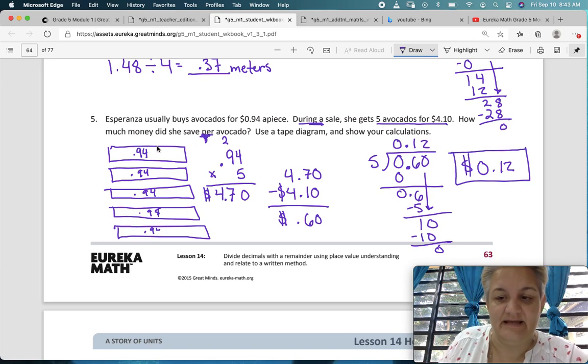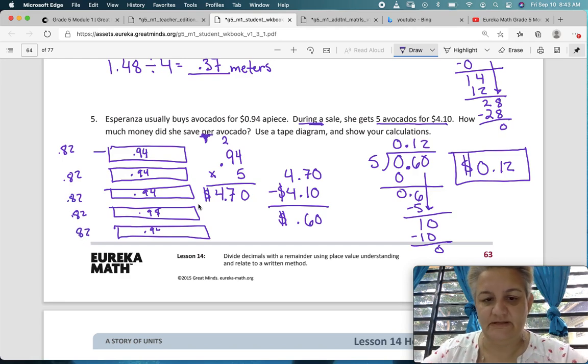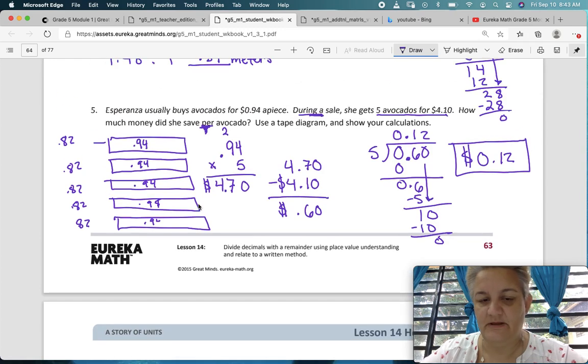And let's see, that would mean that each of these cost 82 cents a piece. Right? So she went from 94 cents a piece to 82 cents a piece. She's a hustler, Esperanza. She knows how to save her pennies. Great. That's how we do that. Okay.